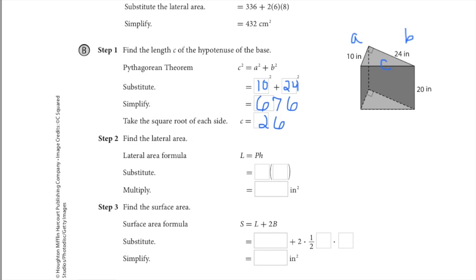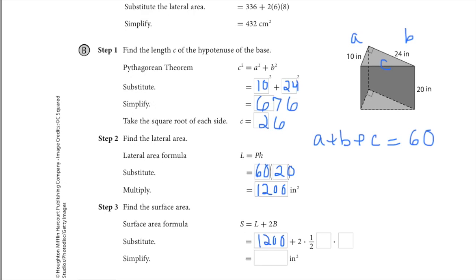Now that's important because remember, for lateral area, I have to know the whole perimeter. So if I add up A plus B plus C, I'm going to get 60. So 60 gets substituted in for perimeter. The height of the prism is 20. Multiplying that out, I should get 1,200 inches squared. Notice all of these surface areas have had square units.